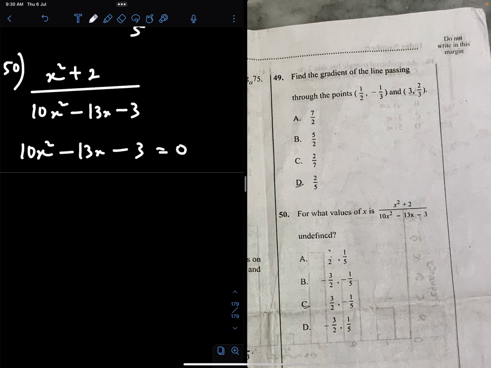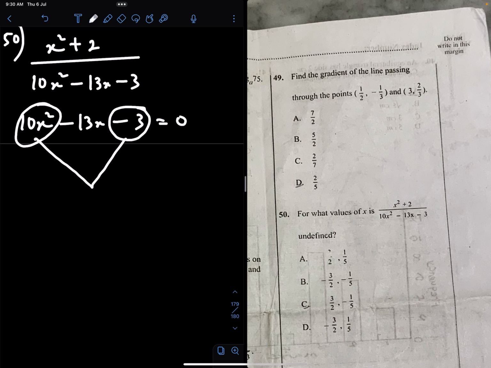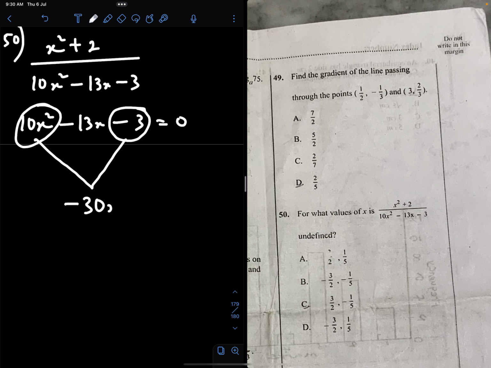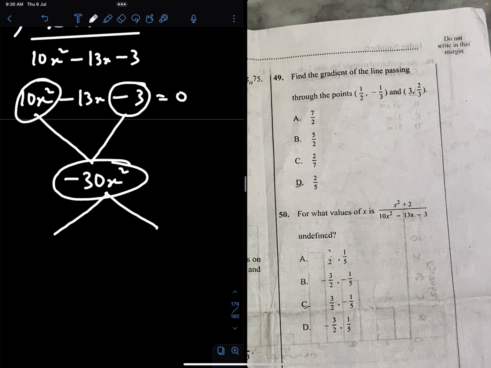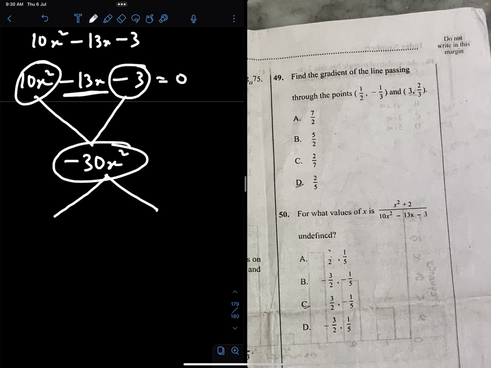Let's see, we can solve this by the factorization method too. How do we do that? Multiply the constant by the first term, the one which has x squared. Minus 3 times 10x squared is going to be minus 30x squared. Now you think of two factors whose product is minus 30x squared and whose sum is minus 13x.